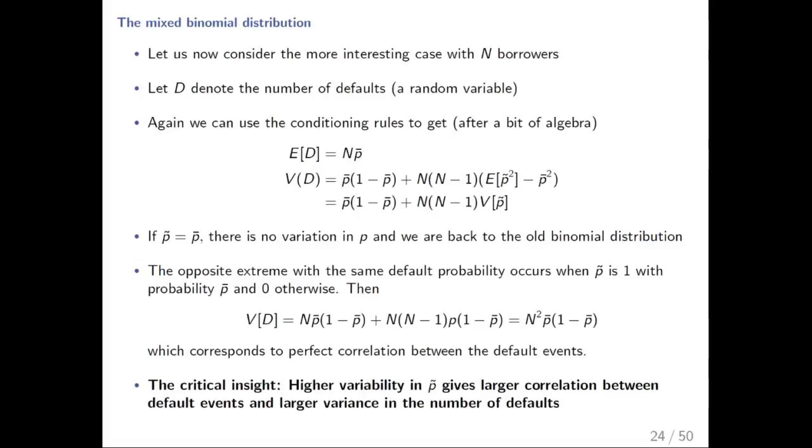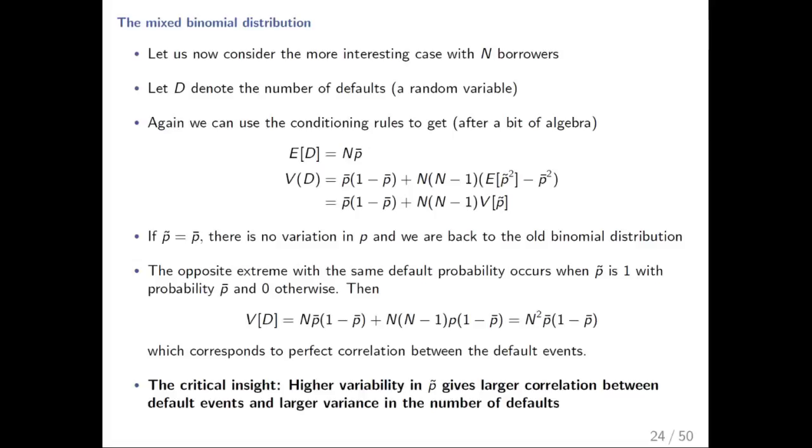In another extreme, there is a lot of covariance. What is the other extreme? The other extreme is when, imagine that P bar takes a value of 1. So P tilde takes a value of 1 with a probability P bar. So it can just take two values. It can either be 1, so everybody's defaulting with probability 1, and that happens with a probability P bar, or 0 otherwise. If you plug that into this, you end up with this result here, which says that even in the case where there's perfect correlation between defaults, we end up with this result here.